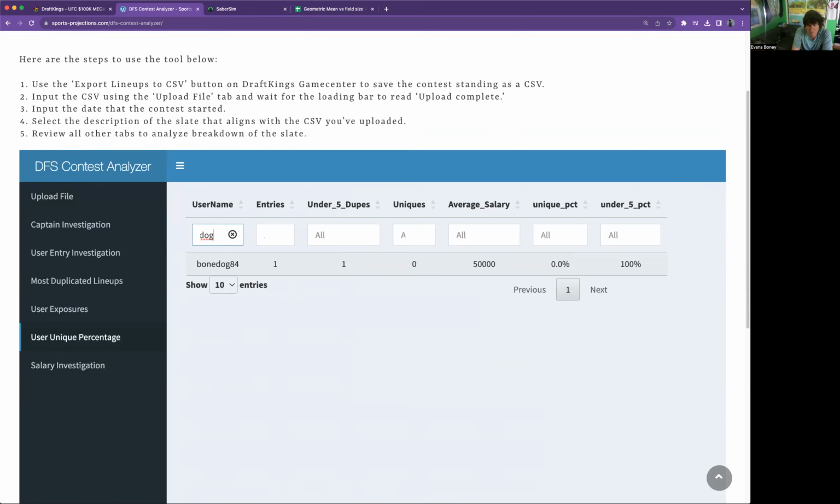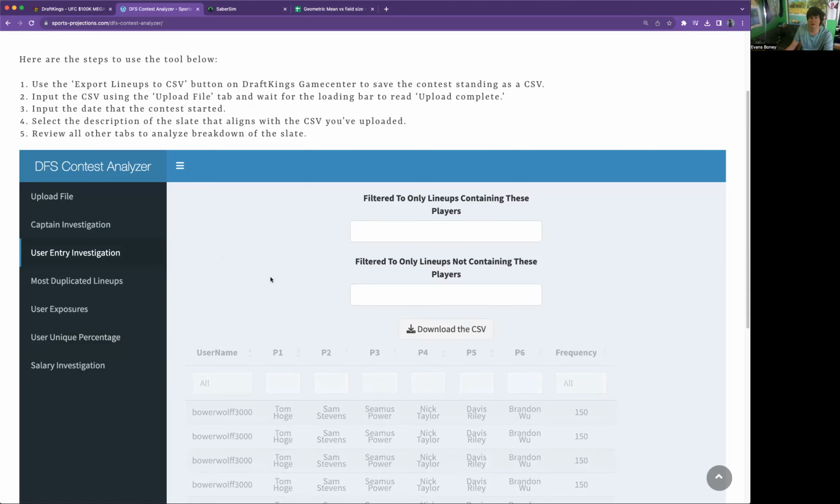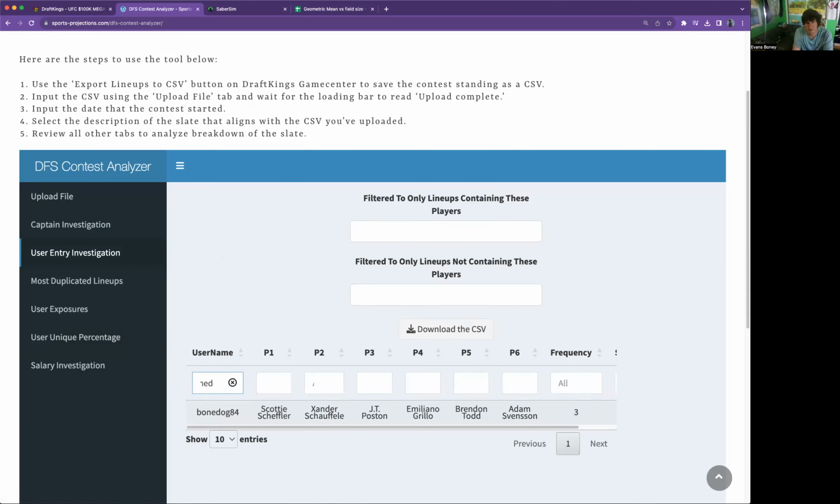Yeah, I had one lineup. It wasn't unique. It was under 5. What was the lineup? Let's have a look at how many dupes it has. User entry investigation. Bone Dog 84. 3. Yeah, that's what I thought I saw. So it's actually fine with me. I wasn't limiting it strictly to 1.